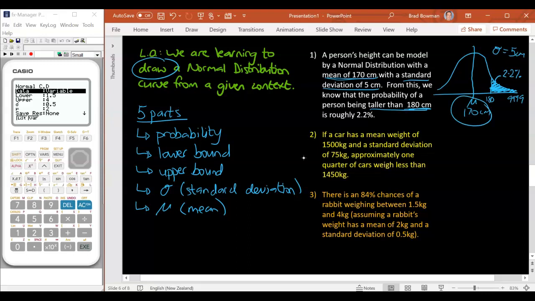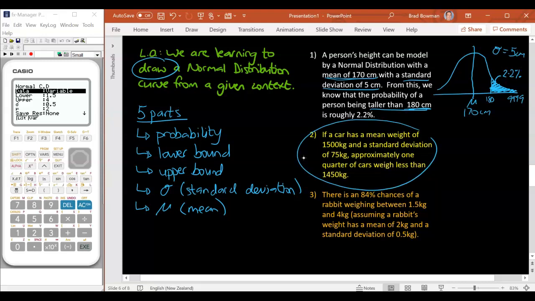We can see the mean. We can see the standard deviation. We can see the upper and lower bounds, that depends on the shaded area. And we can see the probability of that shaded area as well. Is question 1 done? Let's have a look at the next one.